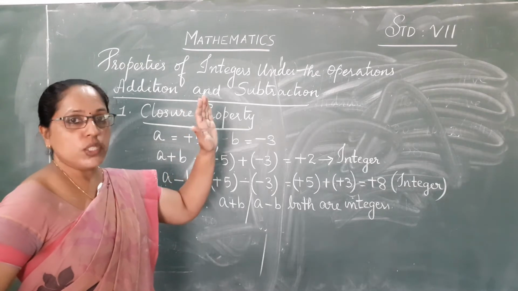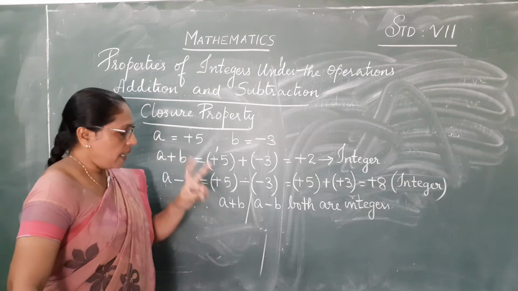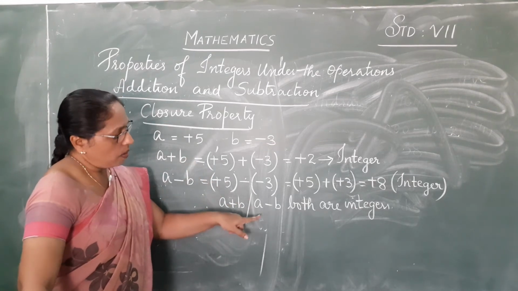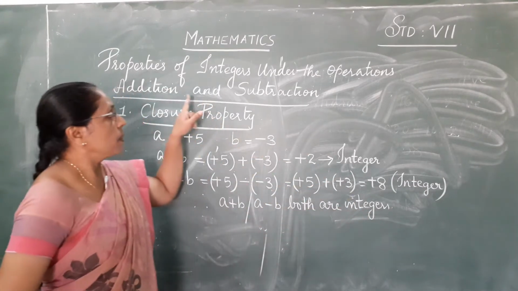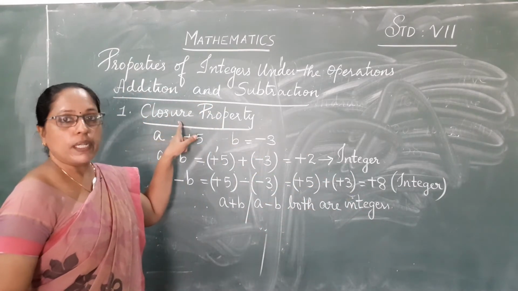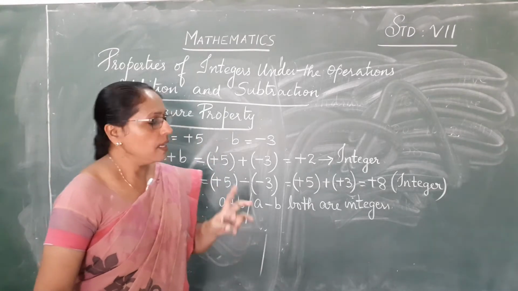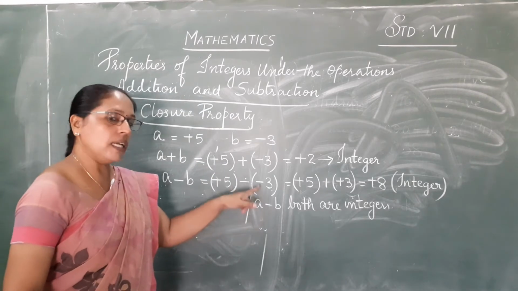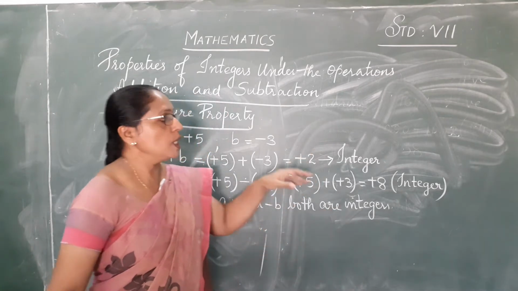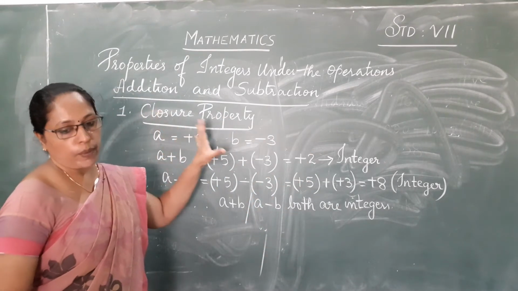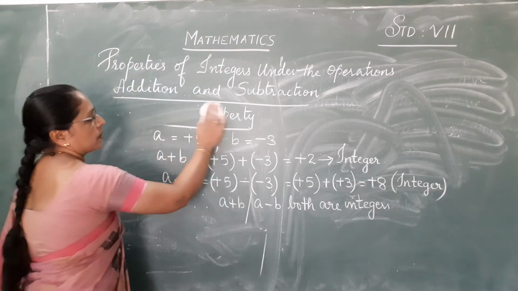So we can say in general, if a and b are two integers, then a plus b and a minus b are also integers. And this property is known as closure property. Once again, if a and b are two integers, then a plus b and a minus b is also an integer. Is that clear? Okay. Now let's move on to the second property.